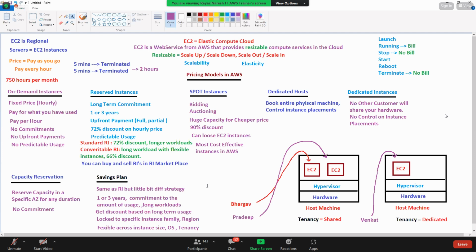In a dedicated instance, our VM is fixed. Yes. Is it clear till here, everyone? Any questions?